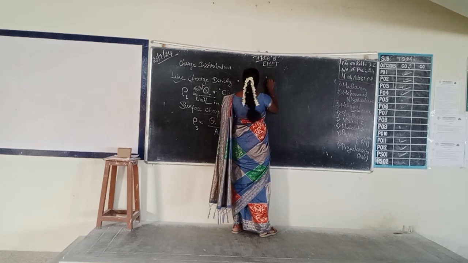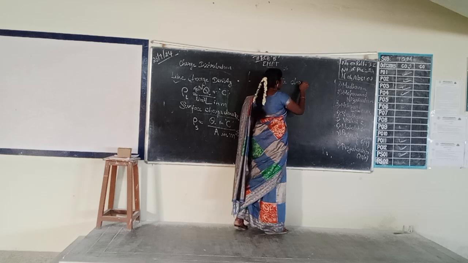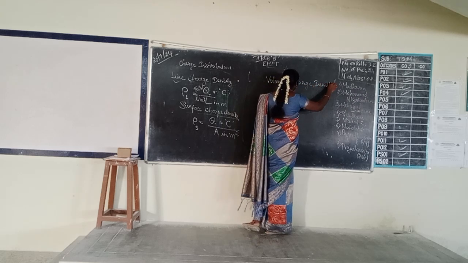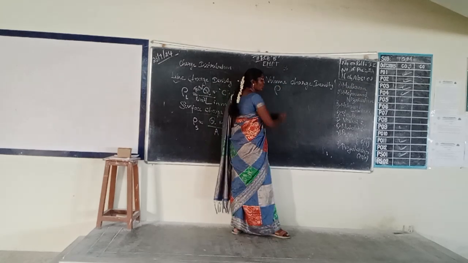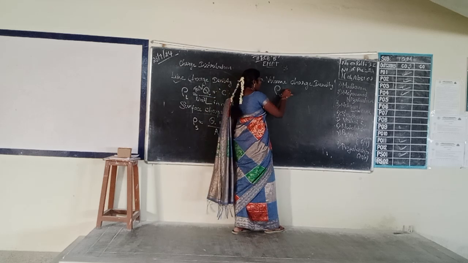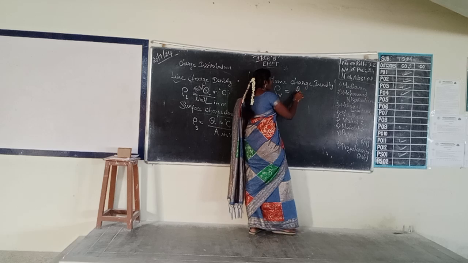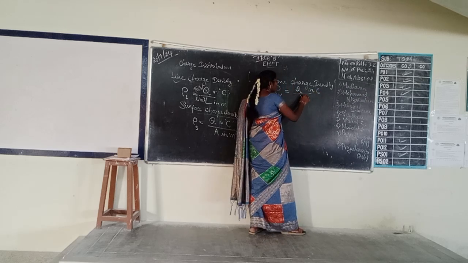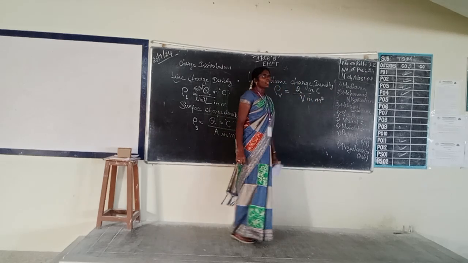Volume charge density is defined as the ratio of total charge. Volume charge density will be denoted by the letter rho suffix V. So that is equal to total charge in coulomb divided by unit volume in meter cube.